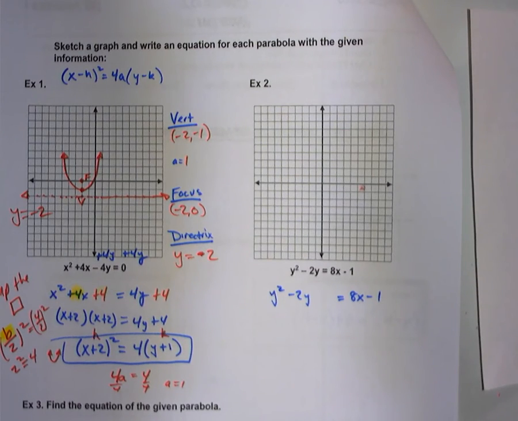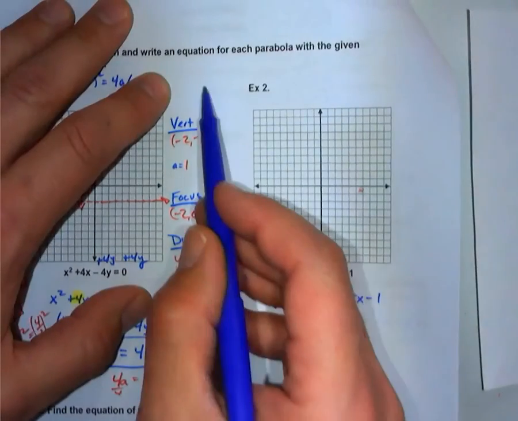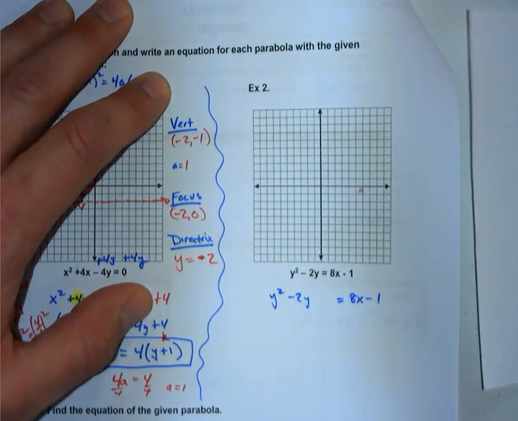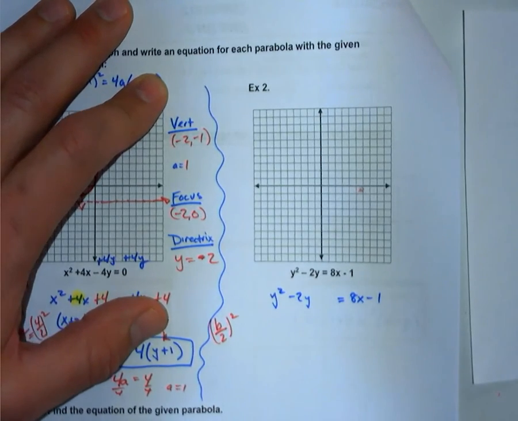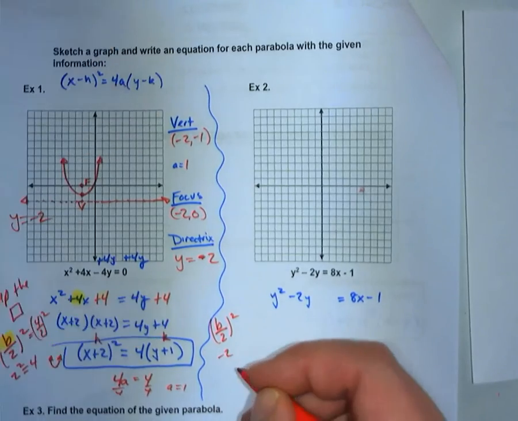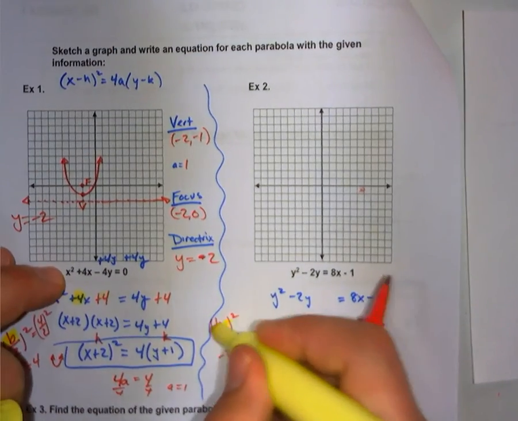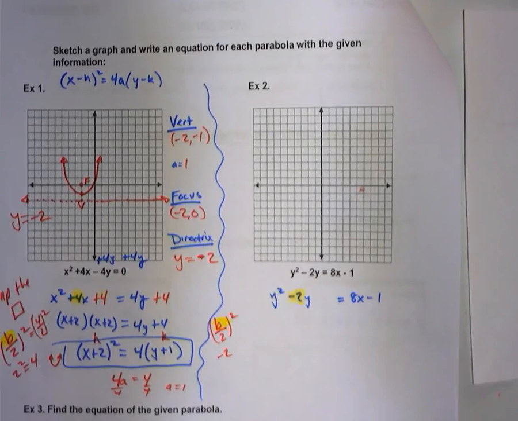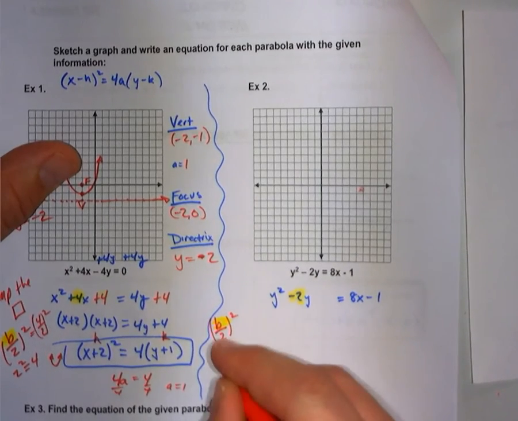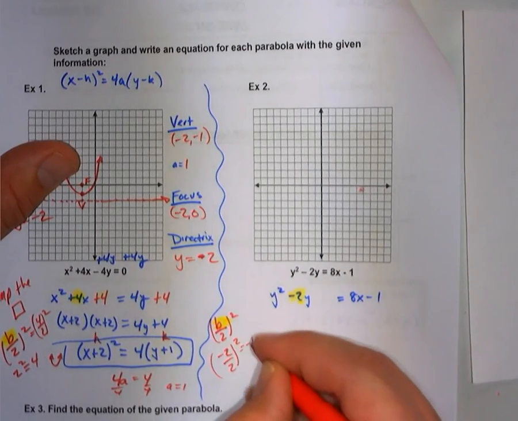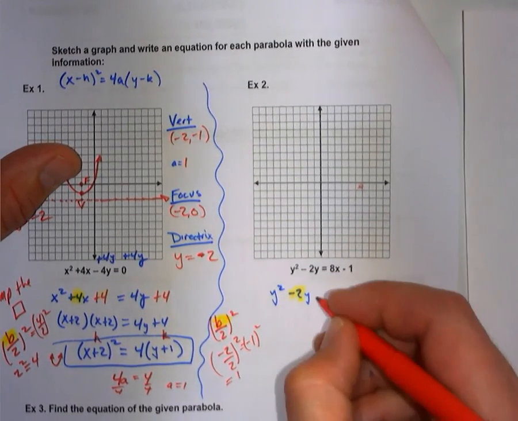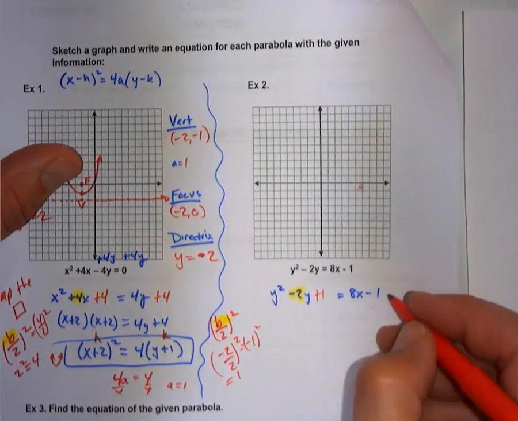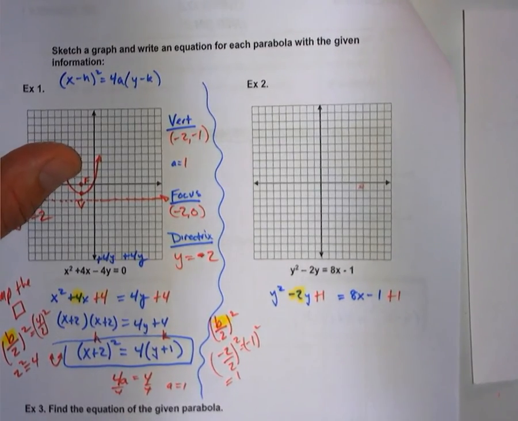I just rewrote it so I could complete the square. Take your b value, divide by 2, and square it. Take b, divide by 2 and square. What's b? Negative 2. I'm getting that from this guy here. Take negative 2, divide by 2. That's what, negative 1? What's negative 1 squared? 1. Whoa. Add it to both sides.